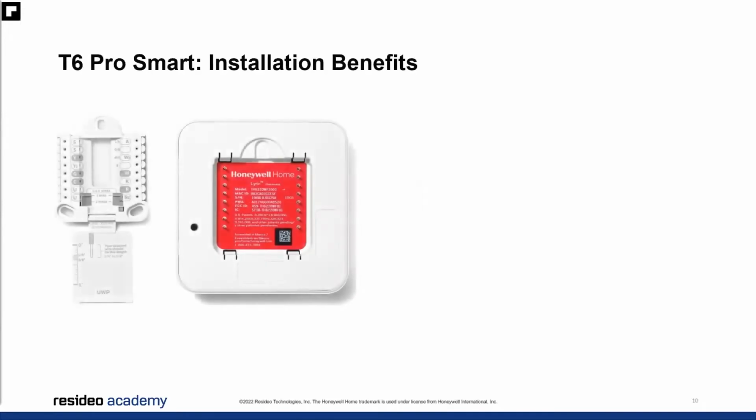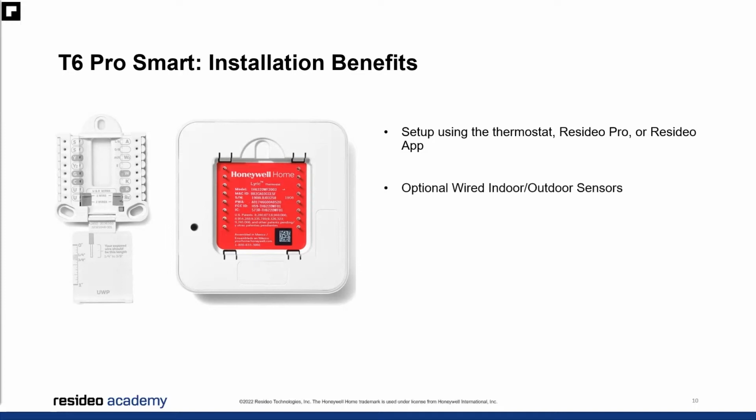What about the installation benefits here? You can set up using the Resideo Pro app or the Resideo app, which homeowners use. So we really have those options there, however we're installing it. We have optional wired indoor and outdoor sensor compatibility. We have optional ventilation control for projects that need to meet that ASHRAE standard.